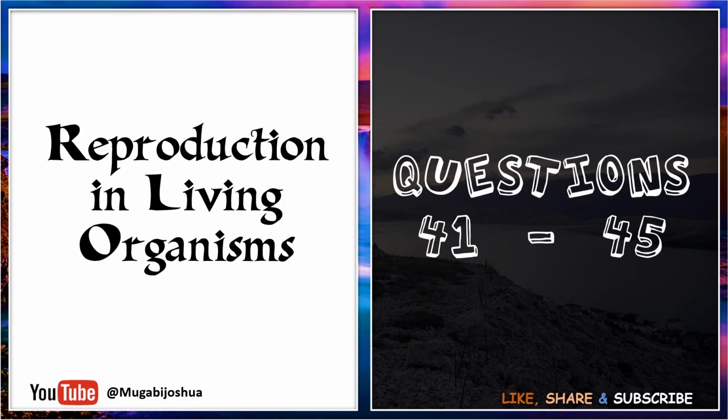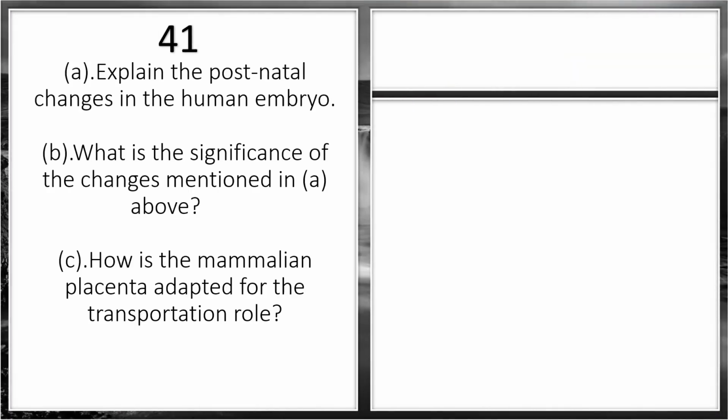I welcome you to Reproduction in Living Organisms, questions 41 to 45. Explain the postnatal changes in the human embryo. Part B. What is the significance of the changes mentioned above? Part C. How is the mammalian placenta adapted for the transportation role?